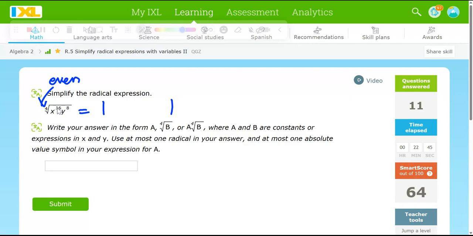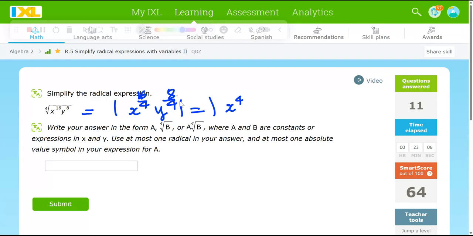Okay, here we go. 16 and 8, they are both divisible by 4. So let's do it again over here. X to the power 16 divided by 4. Y to the power 8 divided by 4. Okay. So now 16 divided by 4, that's a 4. 8 divided by 4, that's a 2.